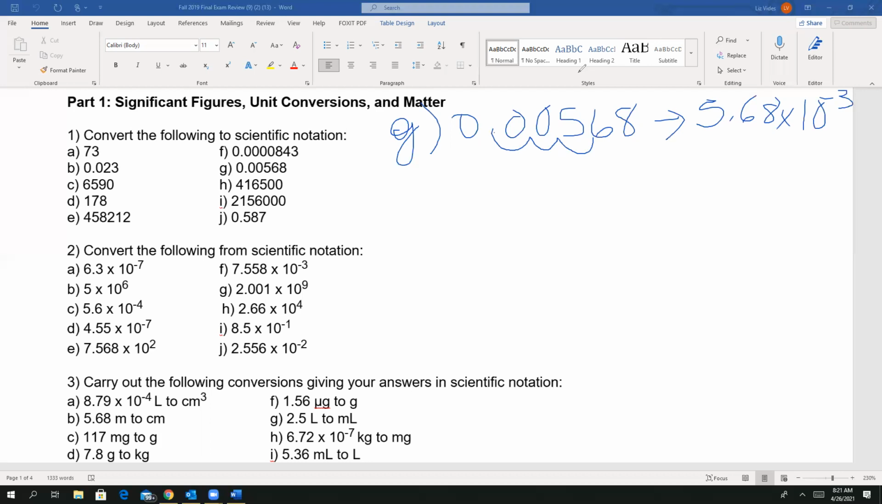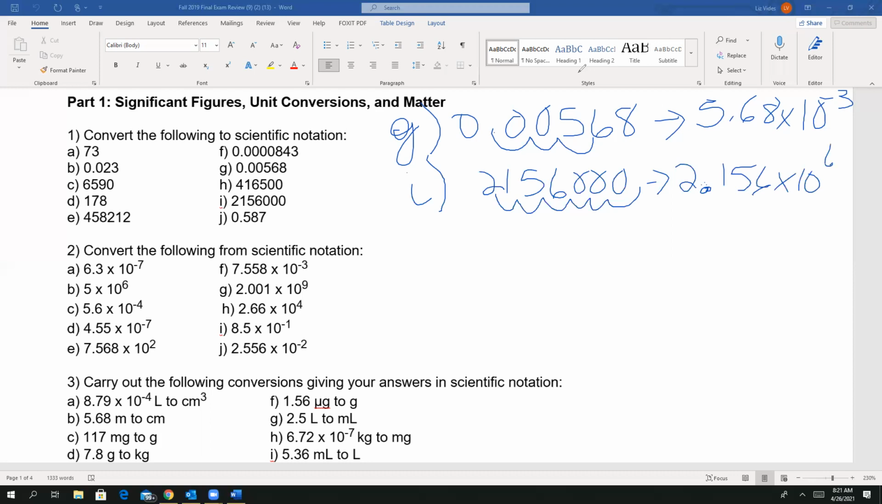And the last one I'm doing is I. And that is 21563. Okay. So we count them 1, 2, 3, 4, 5, 6. But only those are significant. So remember that, 2.156 times 10 to the 6. Okay. You have to remember, just do the significant figures.